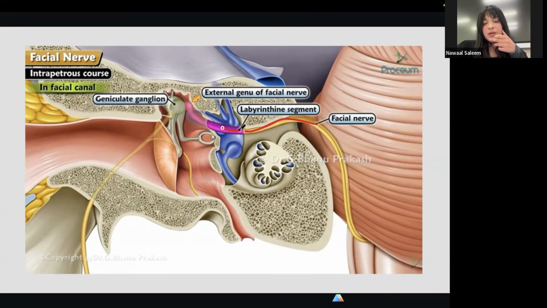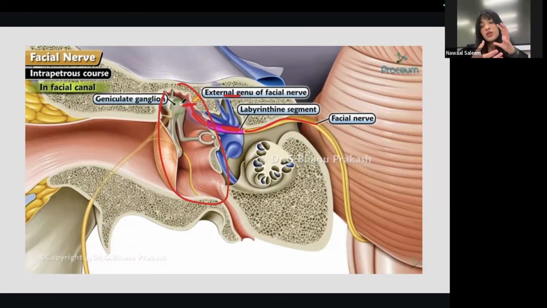This is the labyrinth segment. Then it enters the middle ear. This is the middle ear cavity. So this whole thing is the middle ear, right? And in the middle ear cavity, this facial nerve is going to take a sharp turn like this. It's like a right angle turn. And that is called the external genu of the facial nerve.